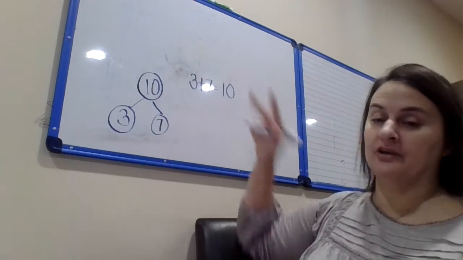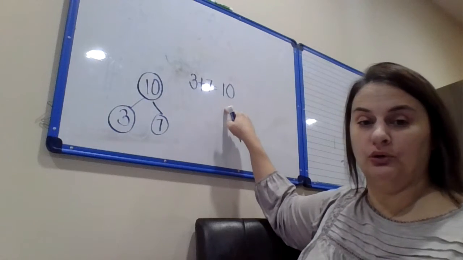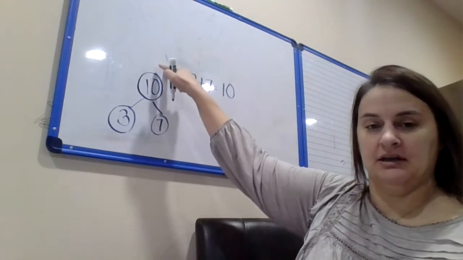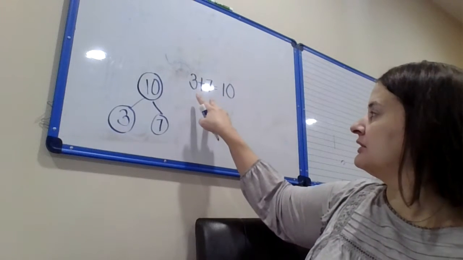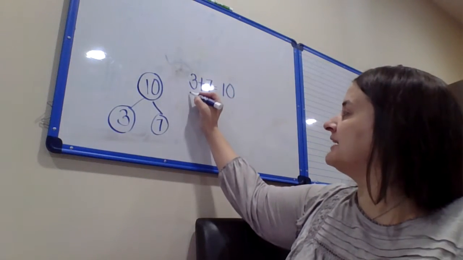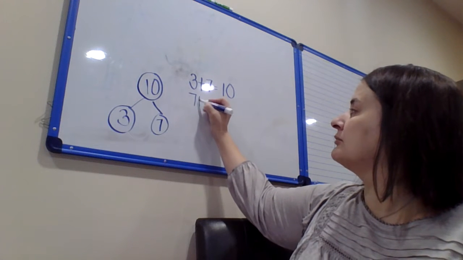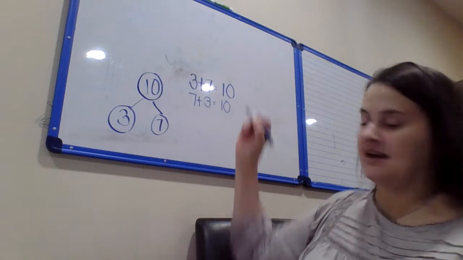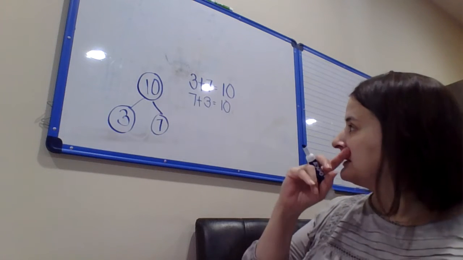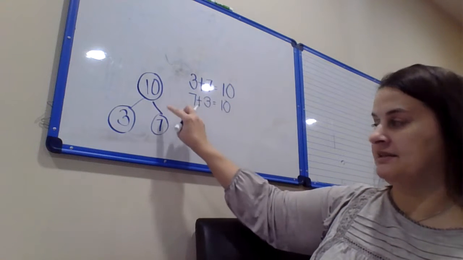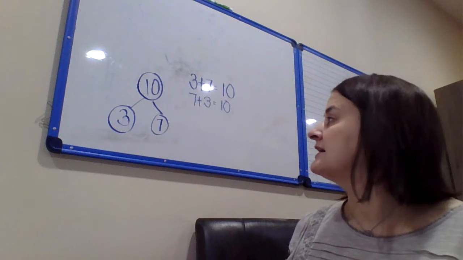I can always flip-flop parts. The whole has to stay in the same place. These are the parts. This is the whole, your big number. So I'm going to flip-flop the 3 and the 7. 7 plus 3 equals 10. So 3 plus 7, 7 plus 3, both make 10. The number bond tells me that.